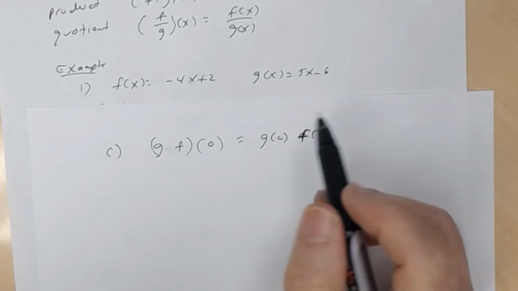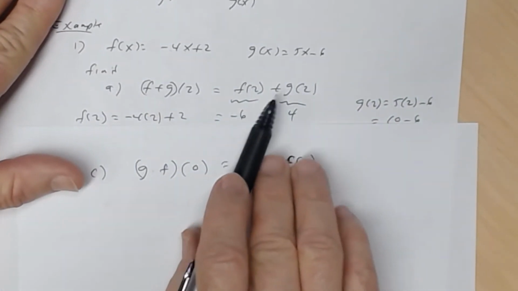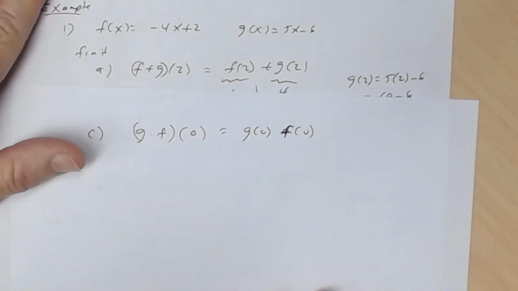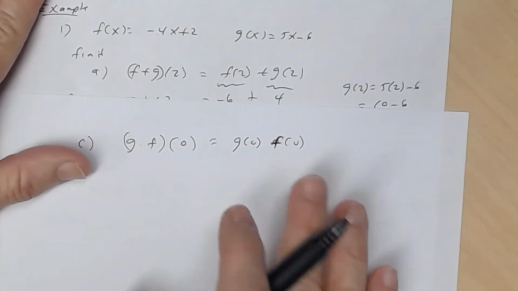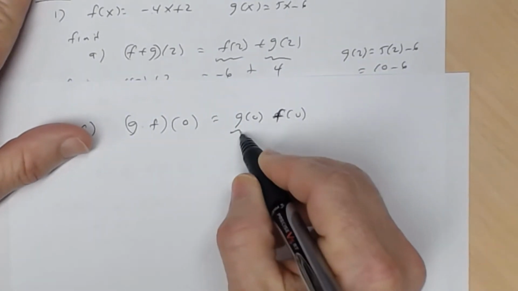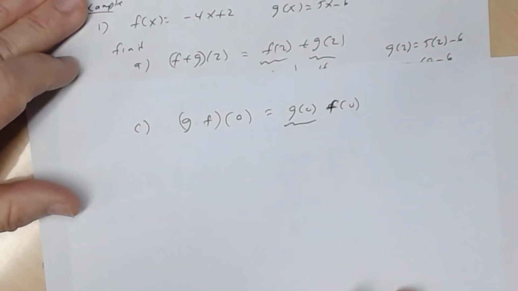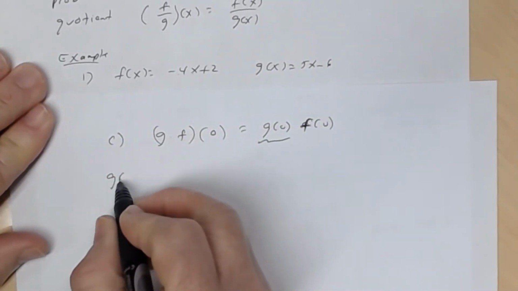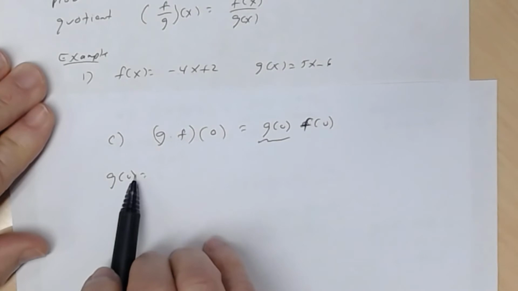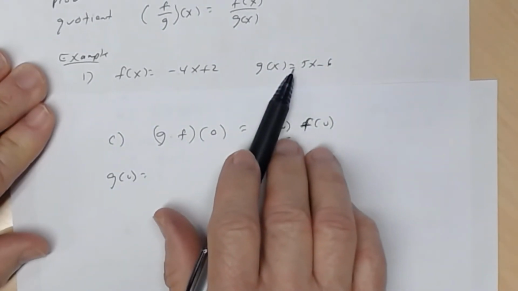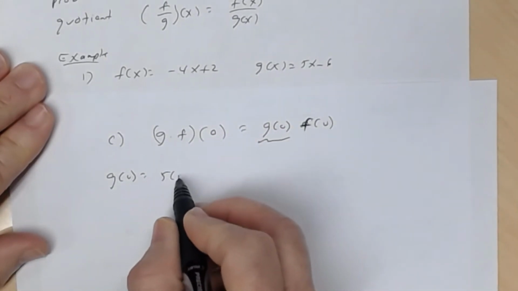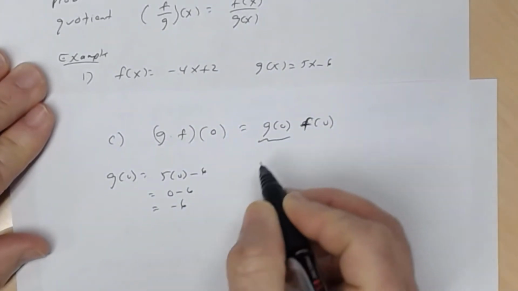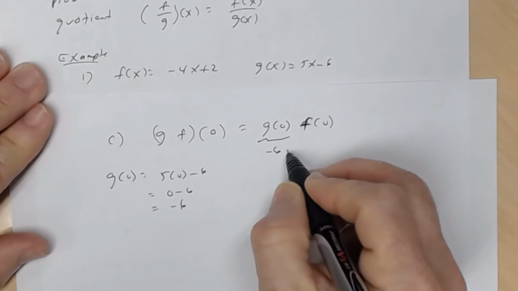And just like we did in the previous problems, I'll find each value and combine like terms, or perform the operation. In this case, it will be multiplication. So g of 0, I go off to the side and figure out what g of 0 is. Remember, you have to go to function g now. So g of 0 will be 5 times 0 minus 6, which is negative 6. That's what this is. Times.